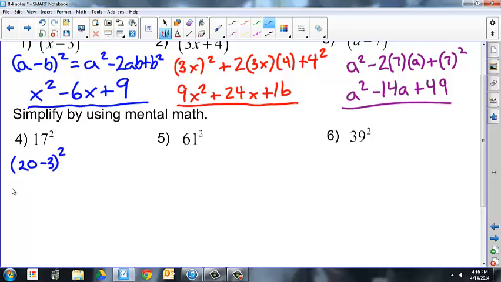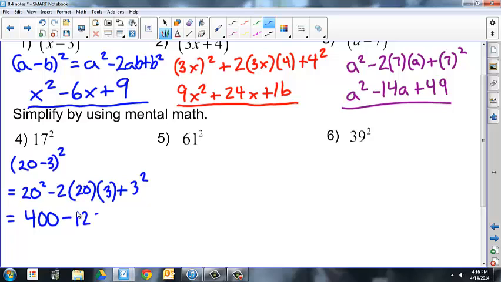Now, if I follow the pattern we've been looking at, a squared minus 2ab plus b squared, that would mean our result could come by doing 20 squared minus 2 times 20 times 3, and then plus the last term squared. So 400 minus 2 times 20 is 40 times 3 is 120, plus 9. 400 minus 120 is 280 plus 9 is 289.